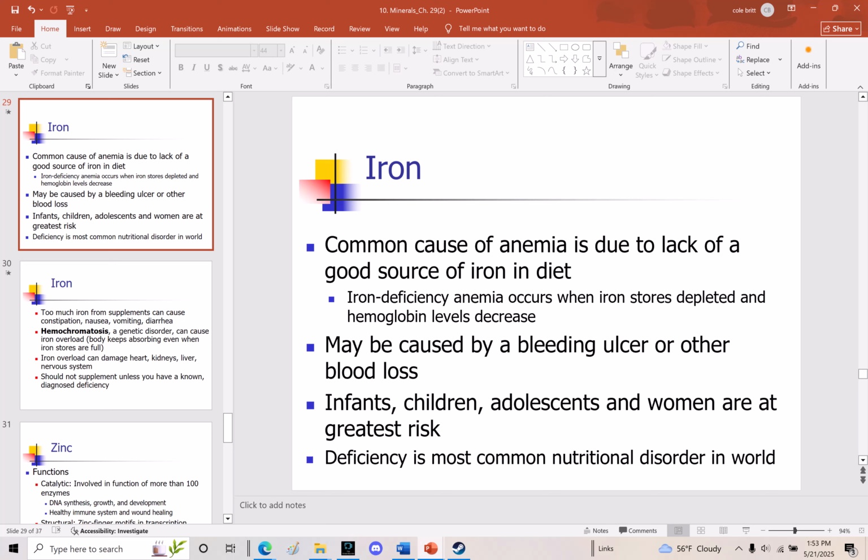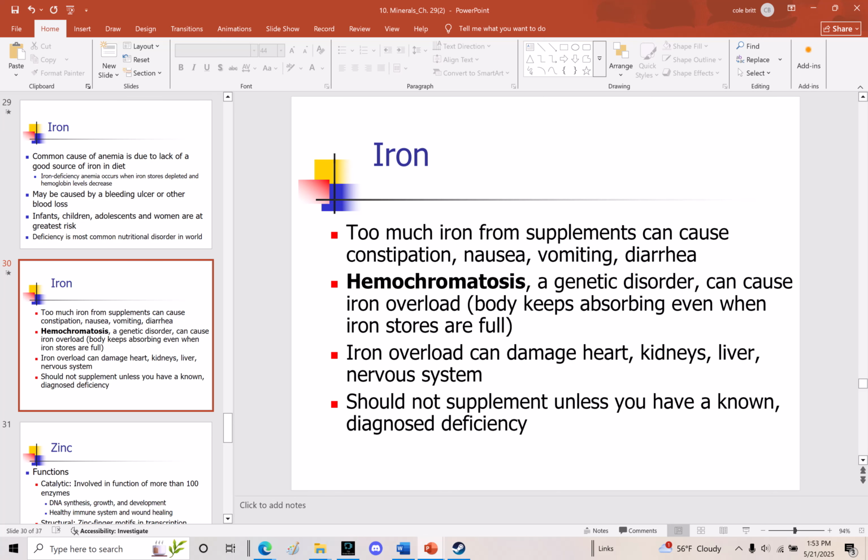Too much iron. This is rare. It's actually caused by a genetic disorder called hemochromatosis. And so you shouldn't take an iron supplement unless you know you're deficient, quite honestly, because iron itself will act as a free radical. It will cause a lot of damage if you get too much. And that's what happens with hemochromatosis, iron overload. The body keeps absorbing even when iron stores are full, and that can damage a lot of things.